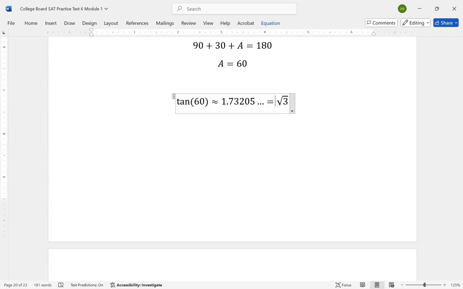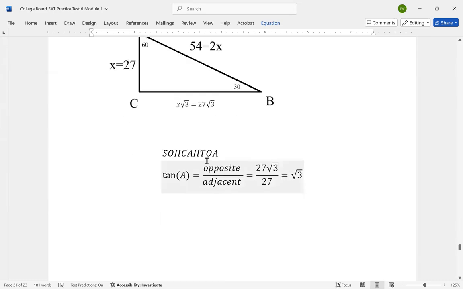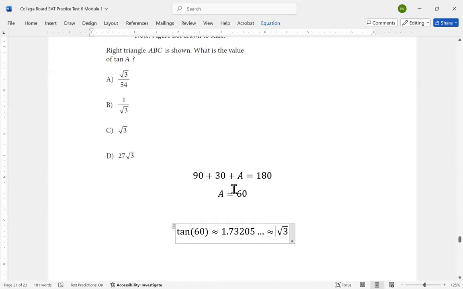So the tangent of 60, I should say approximately because this middle number has been rounded, but that's square root of 3. Tangent of 60 is exactly square root of 3. This decimal rounded is approximately square root of 3. So that's another way you could have done it as well. So could have done it through right triangles, SOHCAHTOA, tangent is opposite over adjacent. Or you could have done it using the fact of tangent of 60 is square root of 3.